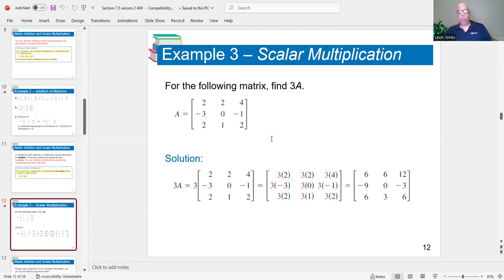Now, for the following matrix, find 3A. Well, you're already given A, so you're going to take your 3. It's almost like a coefficient. You're going to multiply 3 times this whole matrix. So we're going to come up with these numbers.